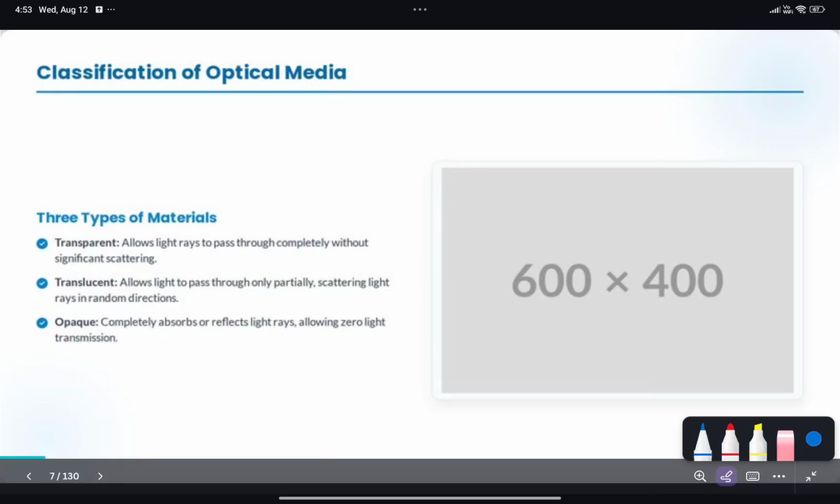Translucent allows light to pass through only partially. Here partially means a certain amount, scattering light rays in a random direction, not in a single direction, but in different directions. You have to remember only one thing here: in the case of translucent, light passes through only partially. That is a very important point.